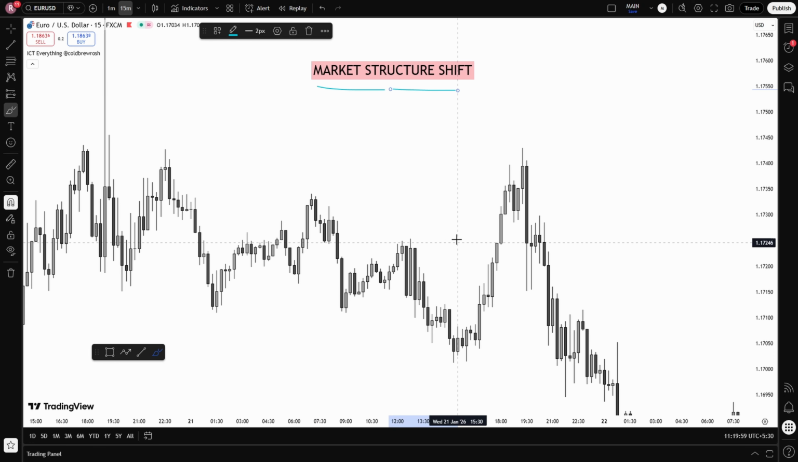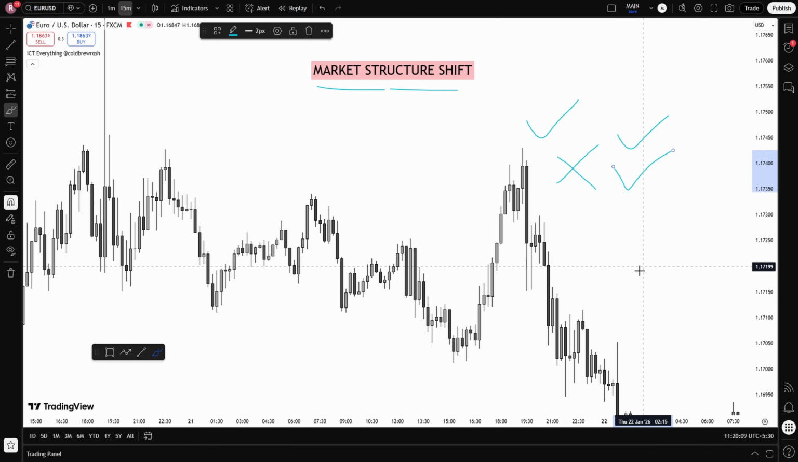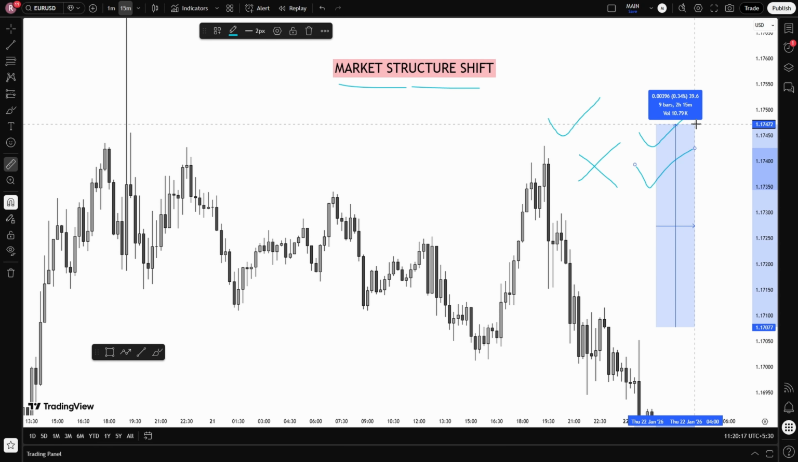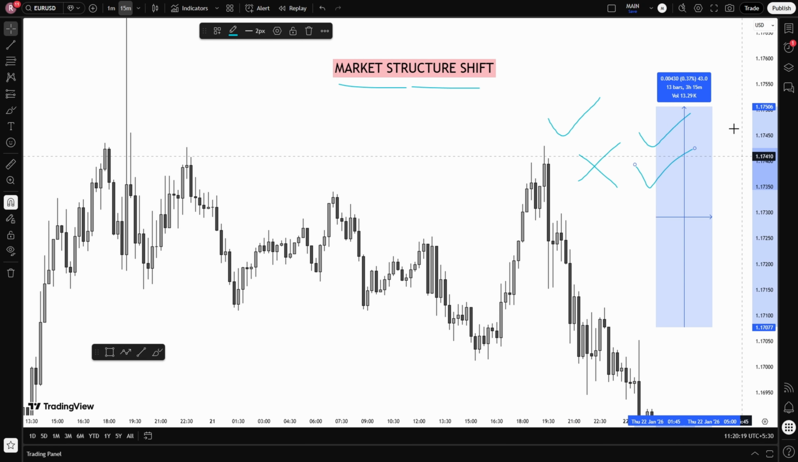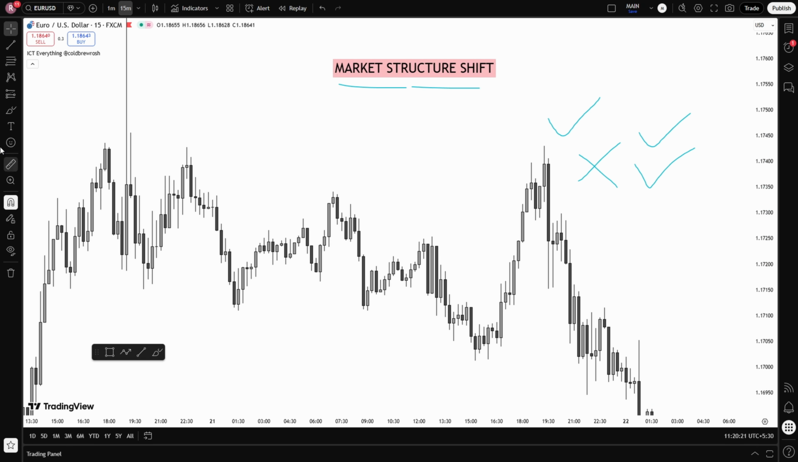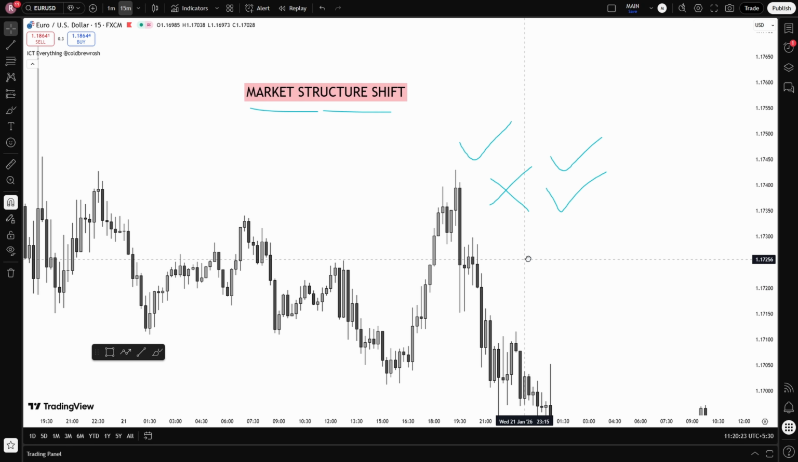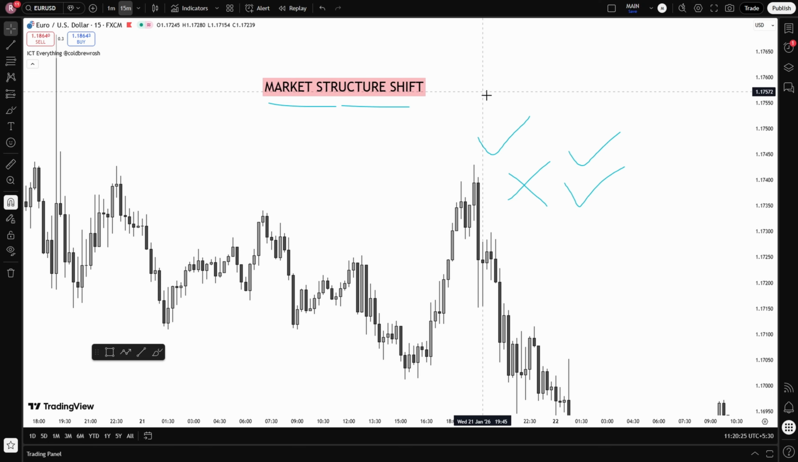I'm going to show you my exact criteria for a market structure shift, how I know when it's valid, how I know when it's not, and how to clearly separate a structure shift from a liquidity sweep. The most important thing I want you to take from this video is the importance of displacement. When I say displacement, I'm talking about the strength and speed of price moving through a level. Displacement is what tells you whether the market is actually shifting structure or just grabbing liquidity.